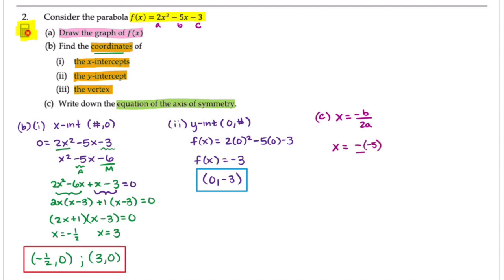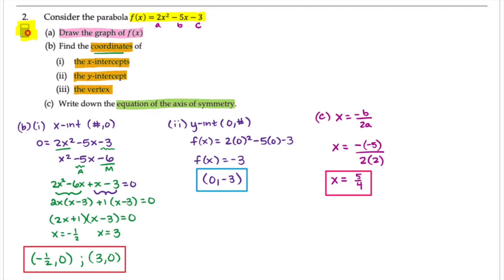I'll show all my work here. 2 times a, which would be times another 2, giving me my axis of symmetry to be 5 over 4. Now, why did I need this? Because in order for us to find the vertex, I need this special point.